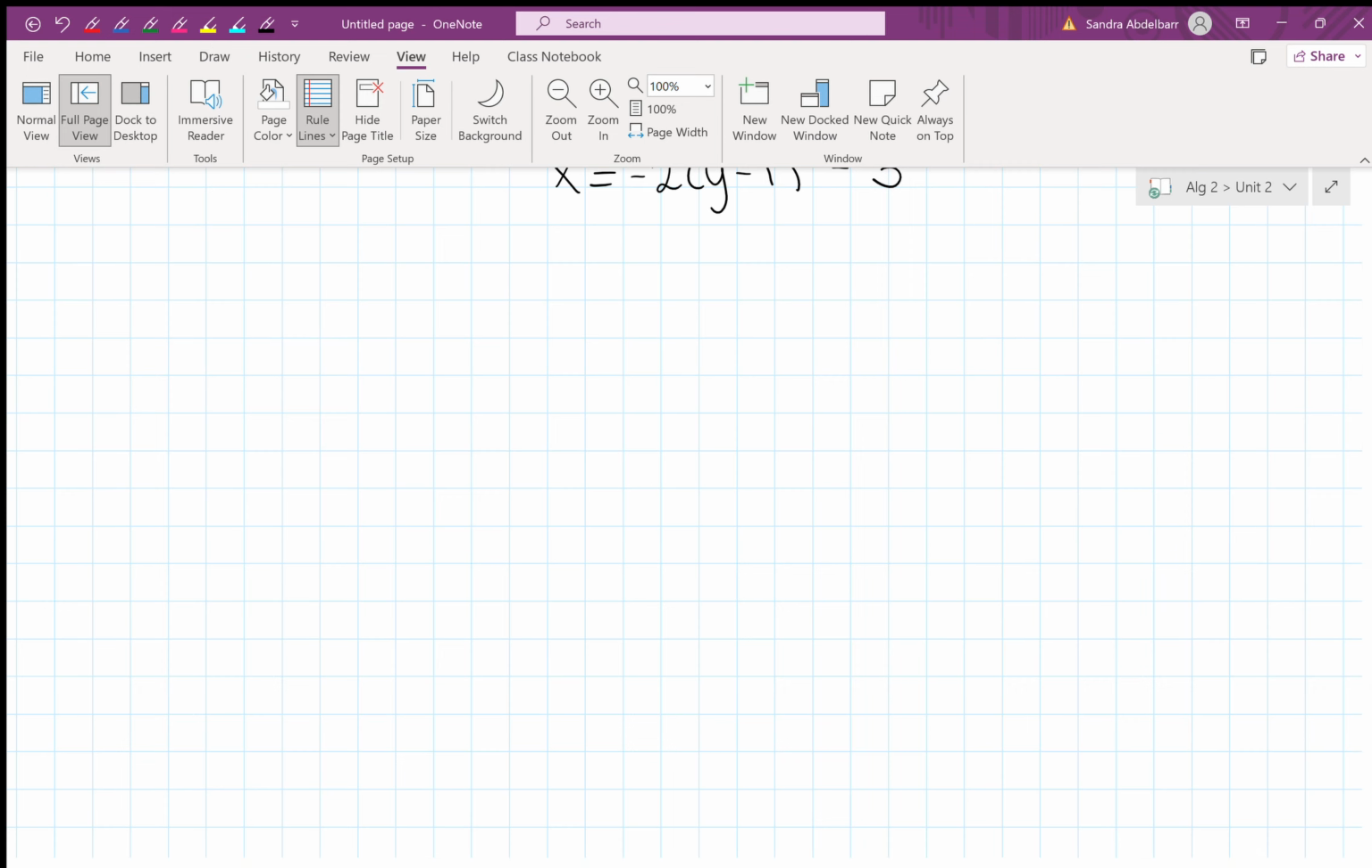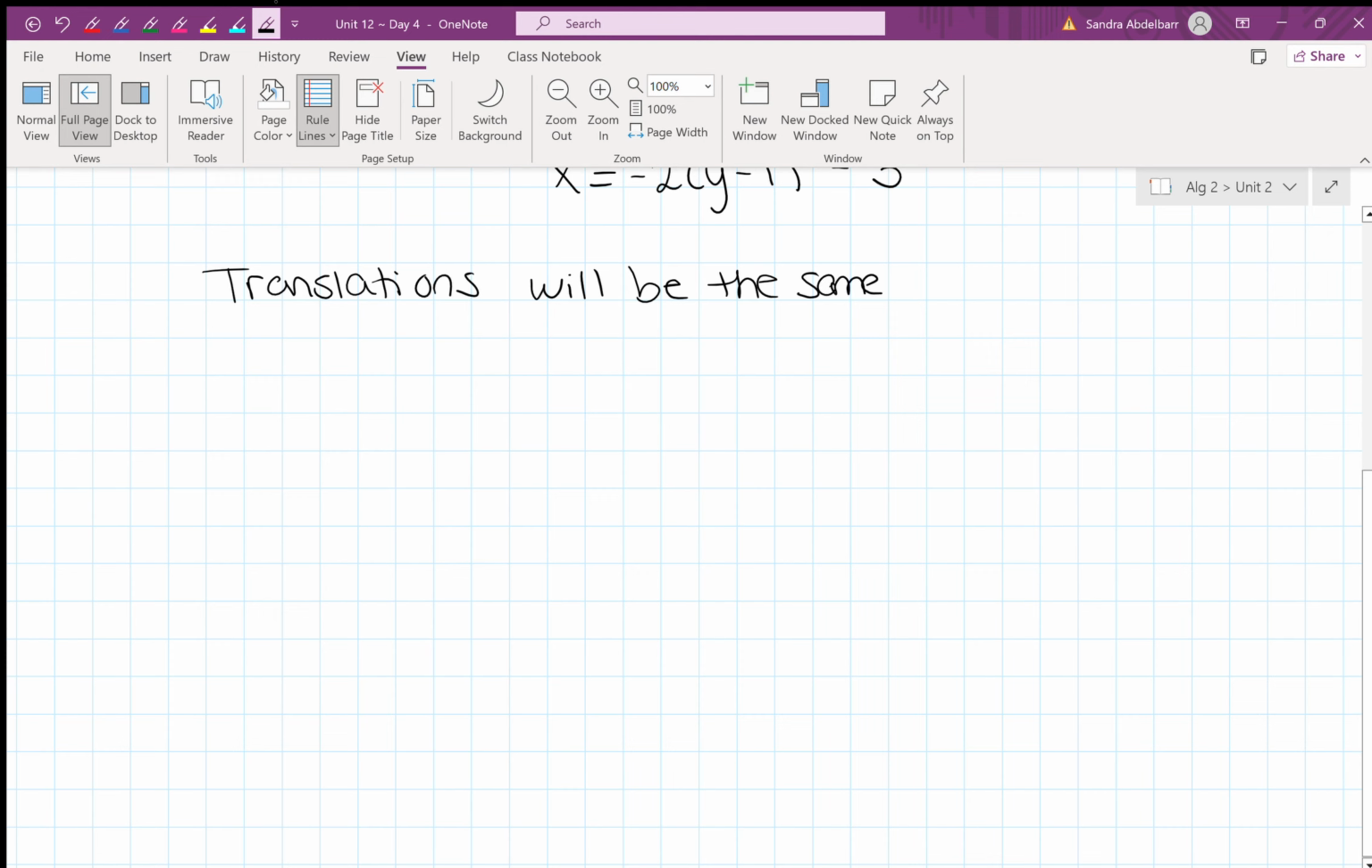So we're going to talk about translations. So we have a diagram and we're going to translate the diagram. And the translations will be the same. Now, as a parabola shift.